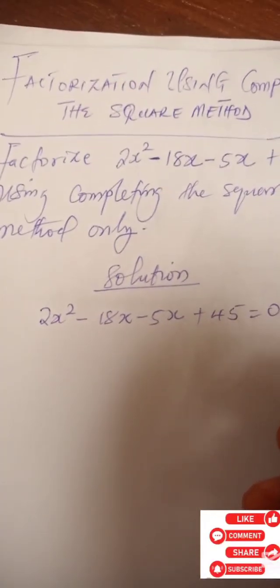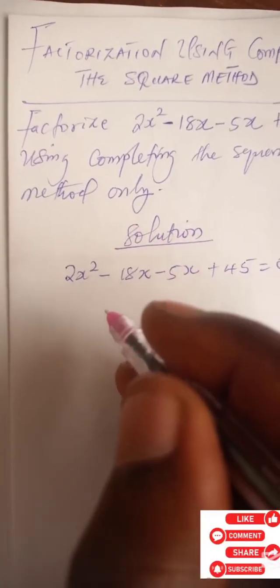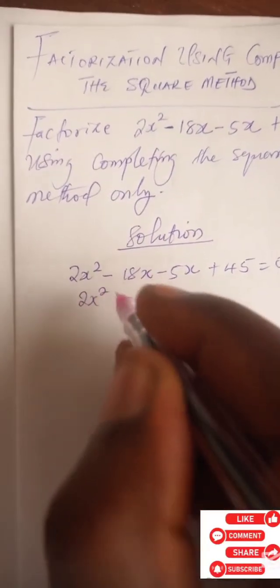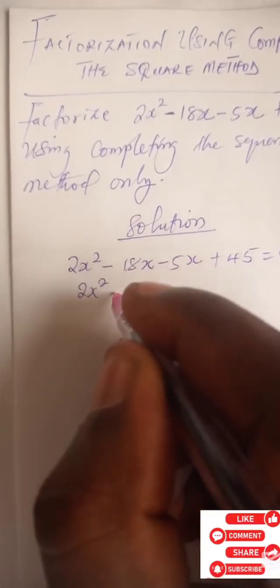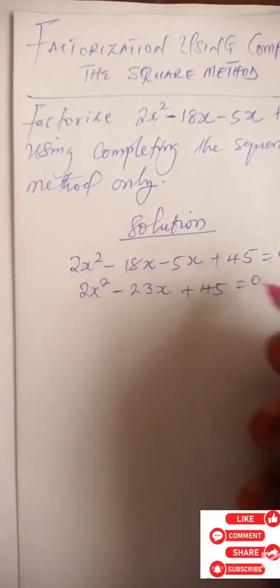So if you look at this question critically, you will know that minus 18x and minus 5x are like terms, so we can combine them to be a number. So minus 18 minus 5 will give us minus 23x, then plus 45 is equals to 0.